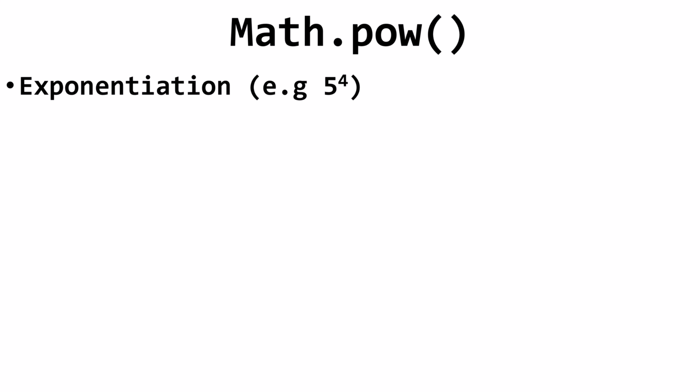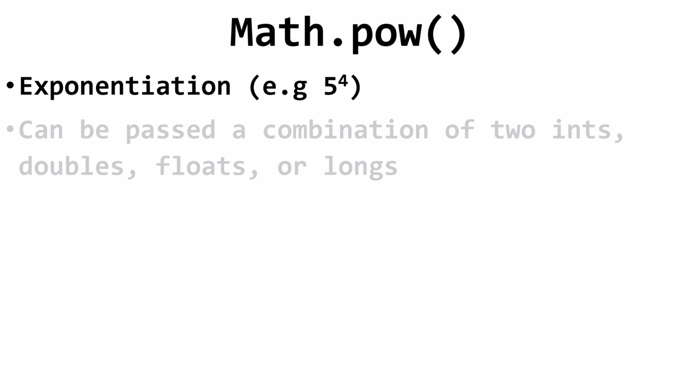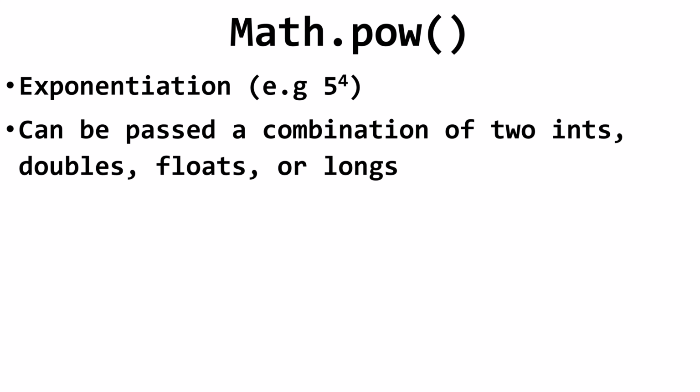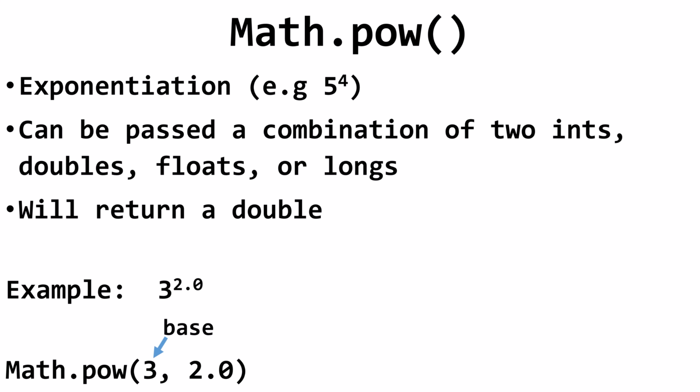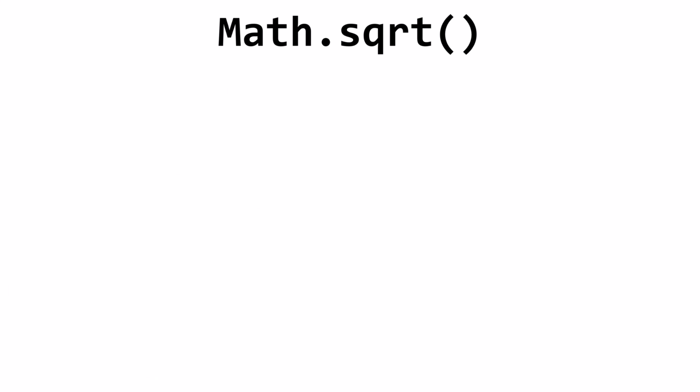Math.pow. This method calculates exponents. For example, 5 to the 4th power. Math.pow can be passed a combination of two ints, doubles, floats, or longs. Math.pow always returns a double. For example, if we pass the int 3 and the double 2.0, it calculates 3 to the 2nd power and will return 9.0.